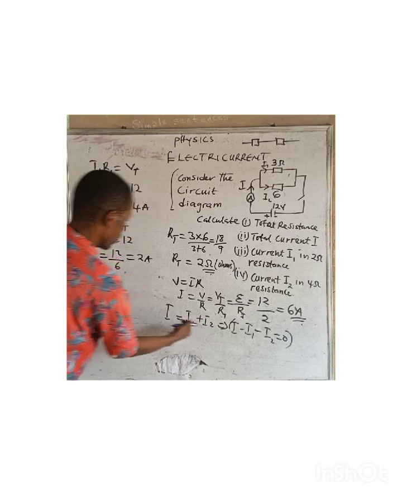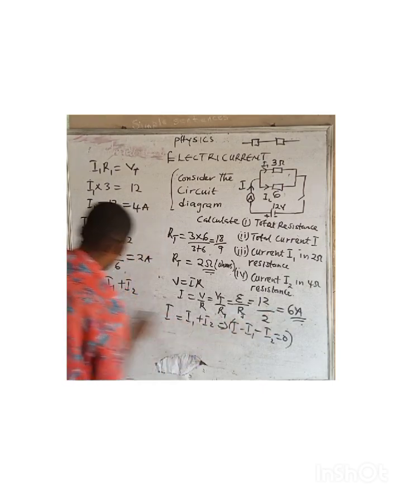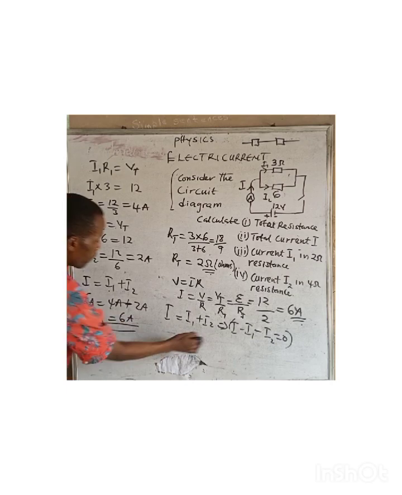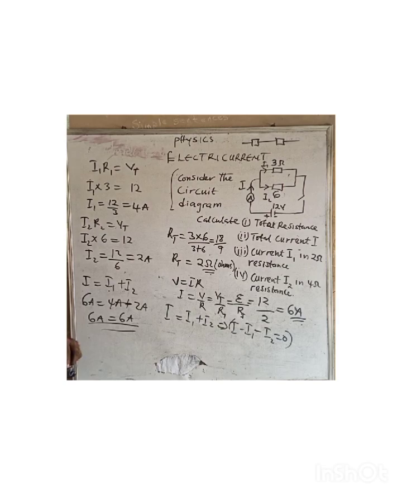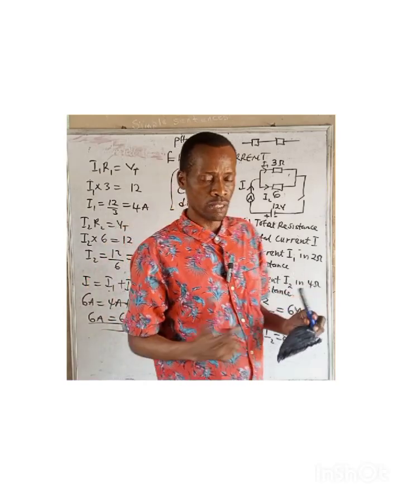I1 plus I2, because we say I is equal to I1 plus I2. Looking at it, our I is 6. So we can say 6 amps is equal to I1, which is 4 amps, plus 2 amps. So this is already telling us that Kirchhoff's current law is correct. That is, the current that flows through a junction of the circuit, the algebraic sum of the current, must be equal to 0.